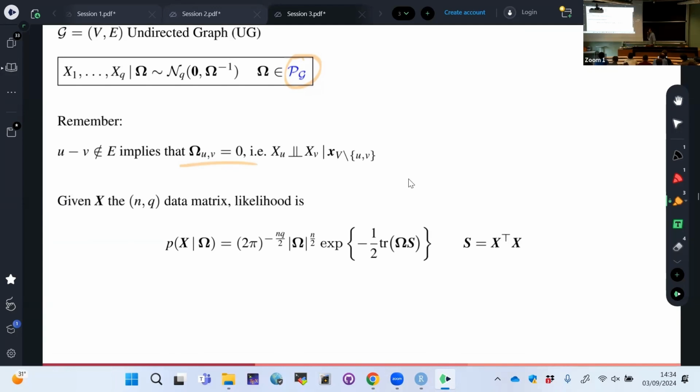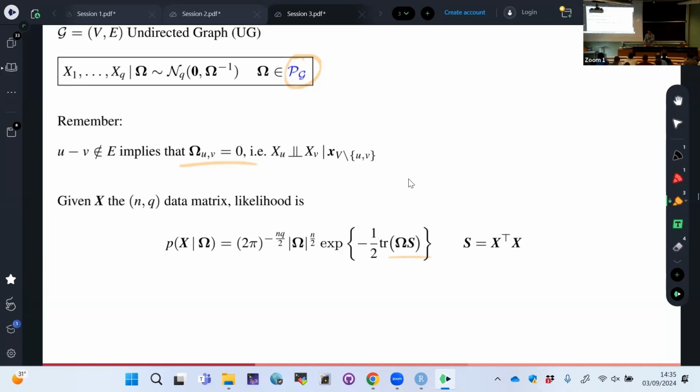Okay, so if we are in this multivariate Gaussian setting, we can write a likelihood function, which has this form here, as we saw this morning. In particular, it is proportional to the determinant of omega, exp minus 1/2 the trace of omega S, where S is our sample matrix X prime X.